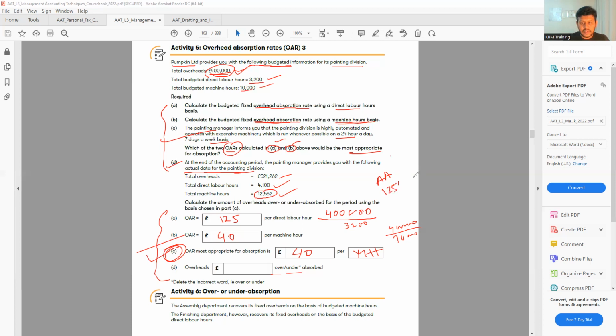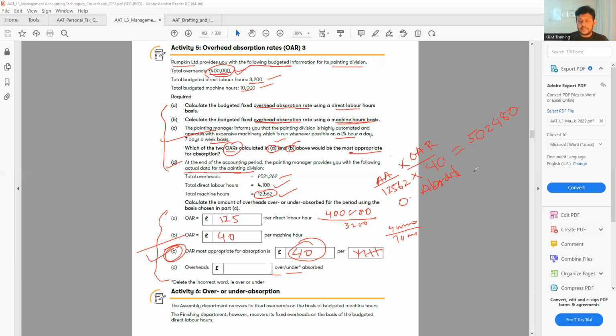So machine hour is 12,562, times the OAR for the machine, the overhead absorption rate for the machine, which we said is 40. So this is my overhead absorbed. If you multiply that, 12,562 times 40 gives us 502,480. So this is my overhead absorbed. Remember that. This is the one I absorbed. This formula is very important: actual activity times OAR, the overhead absorption rate.